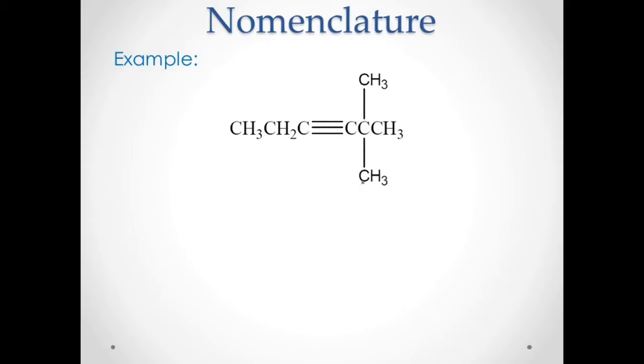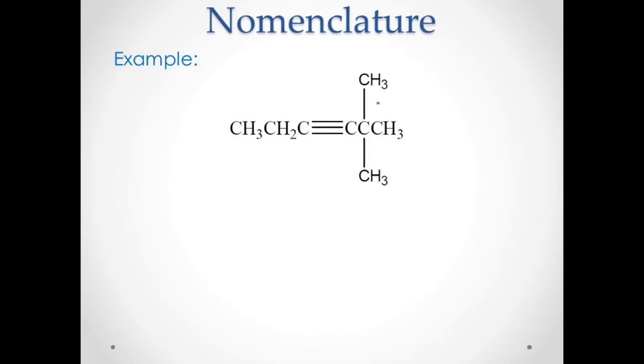But remember that if you're going to number your longest continuous chain, the first priority should be your carbon-to-carbon triple bond, which should attain the lowest number, and also your substituent should have the lowest number. So if you number this as 1, 2, 3, your carbon-to-carbon triple bond would contain the lowest number. However, your substituent would have to attain a higher number. That becomes 3, 4, 5. So that becomes 5, 5.